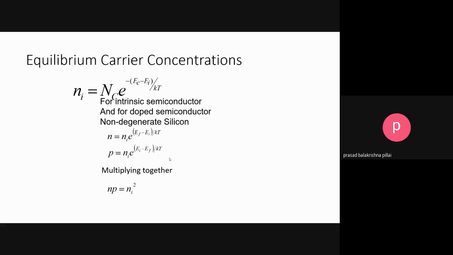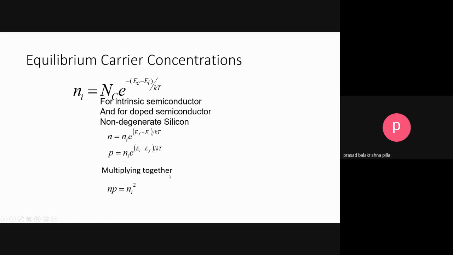So for the intrinsic case, this is the expression. And for doped, very important, non-degenerate silicon or non-degenerate semiconductor, the electron concentration is given by this, where EF is the Fermi energy and EI is the intrinsic Fermi energy. And then for the hole concentration, it is Ni times exp of (EI minus EF) by kT. So again, we get this.